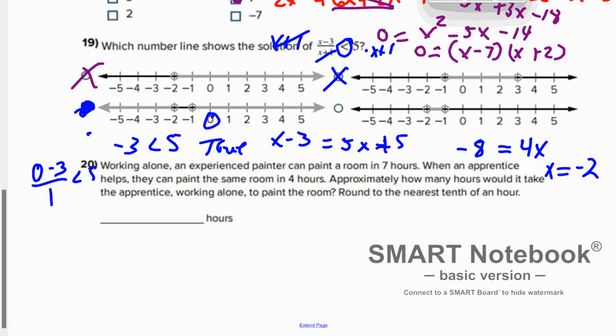All right, and the last one we're working with a work problem. So we have rate equals 1 over time. And so we have two rates, and an experienced painter can paint a room in 7 hours working alone. So one rate would be 1 over 7. When an apprentice helps, they can paint the same room in 4 hours. Approximately how many hours would it take the apprentice working alone?